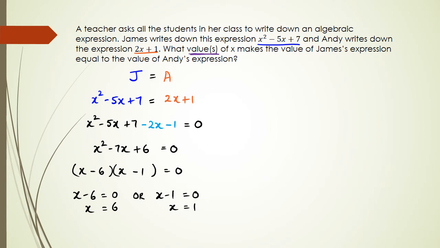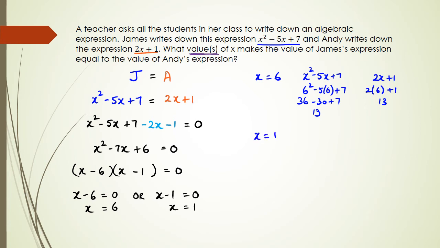Now if you want to try it out, you can. Look at this. If I say x equals 6, and you do x squared minus 5x plus 7, you're going to get 6 squared minus 5 times 6 plus 7. So that's 36 minus 30 plus 7, which equals 13. And if I do 2x plus 1, you can see that 2 times 6 plus 1 is also equal to 13. So for x equals 6, it works.